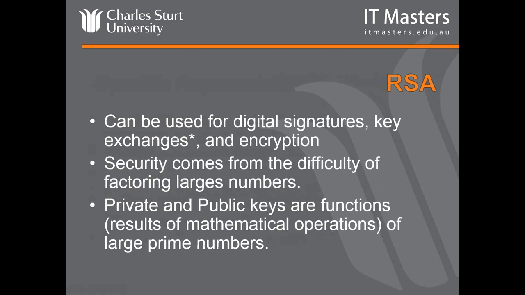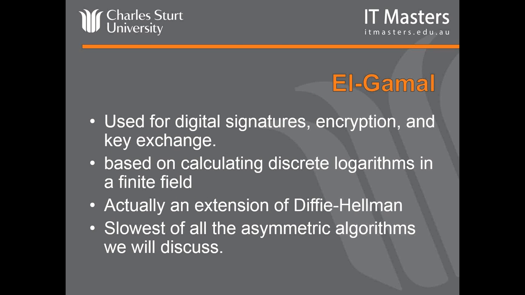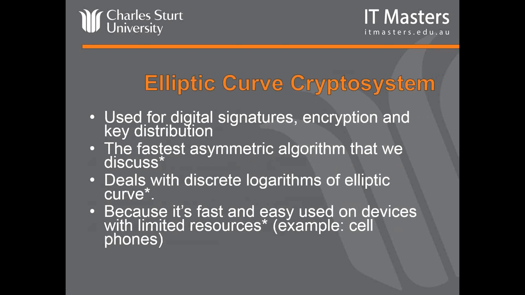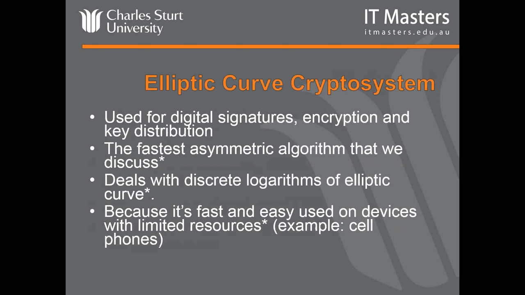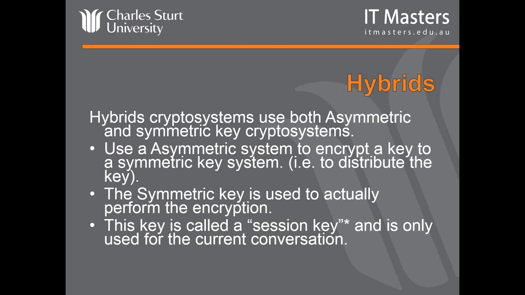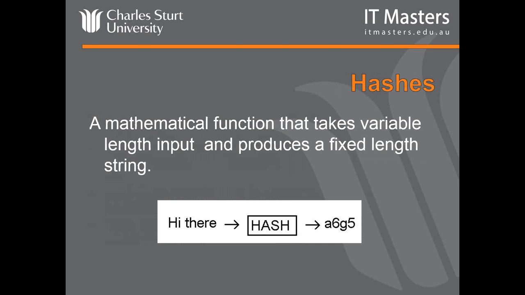Once again, RSA is based on large number factoring. ElGamal is based on discrete logarithms. Elliptic curve cryptosystems are now the fastest asymmetric algorithm and use discrete logarithms, being used a lot now because of some of the modern systems we have out there. Hybrid systems are combination systems of all of these that you need to know, and hashes.